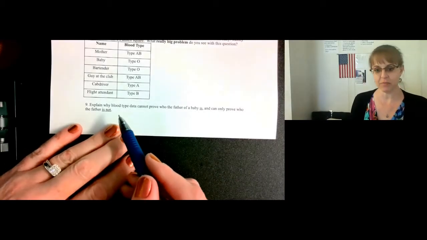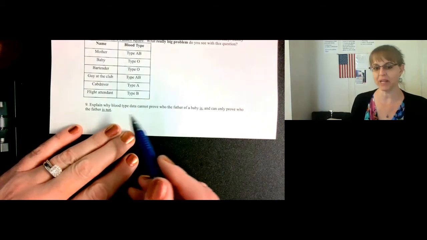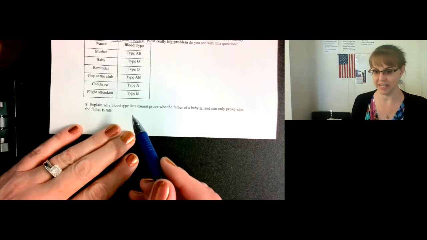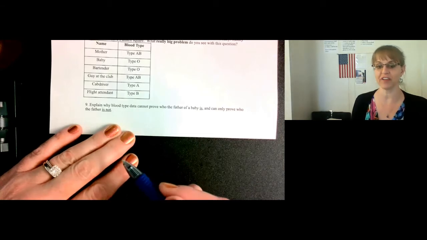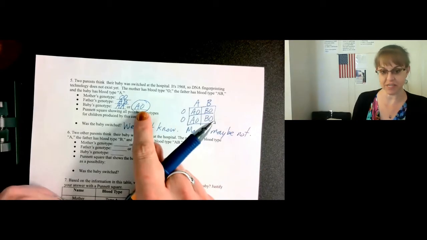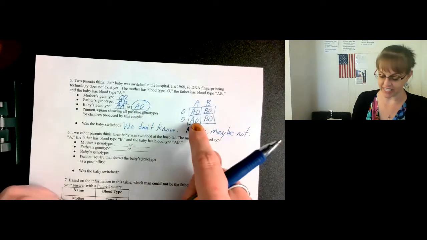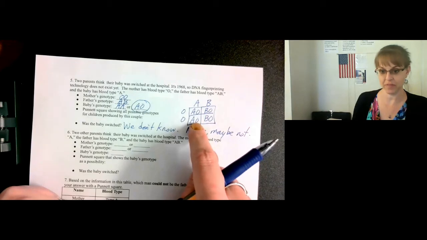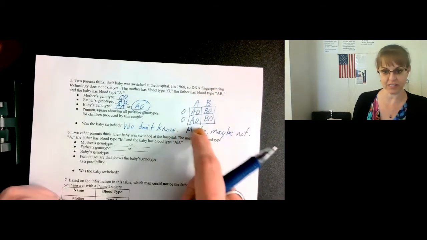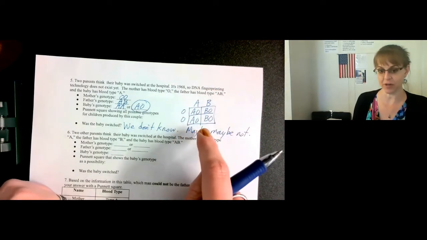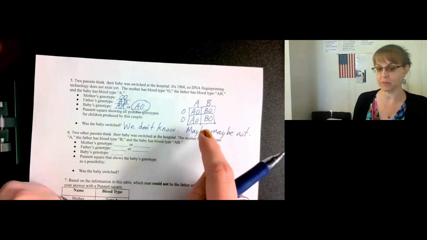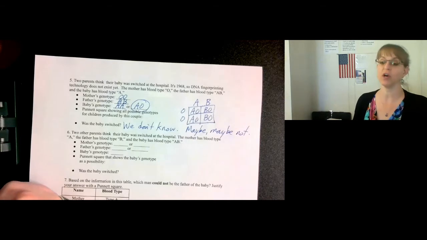So skipping down to number 9, explain why blood type data cannot prove who the father of a baby is. It can only prove who the father is not. Just like in number 5, if the baby is type A, that is a possible outcome from the two parents. However, there are millions of babies with type A blood, so we don't know that this baby is theirs. We just know that's one of the possible genotypes.